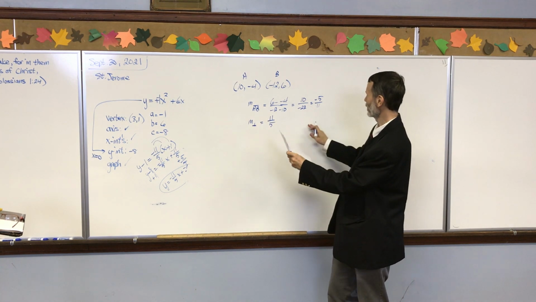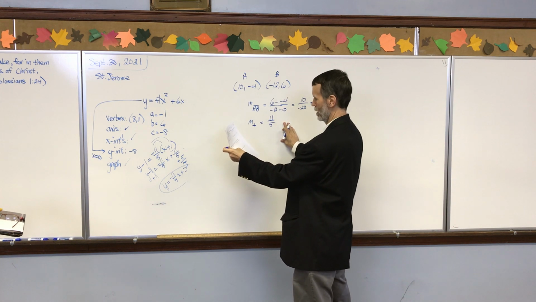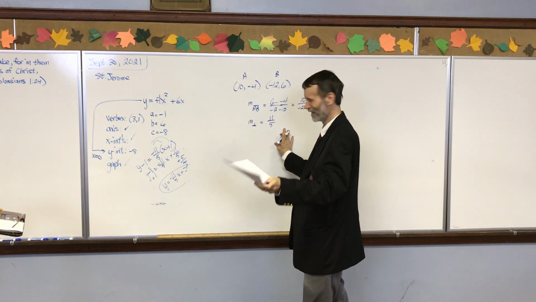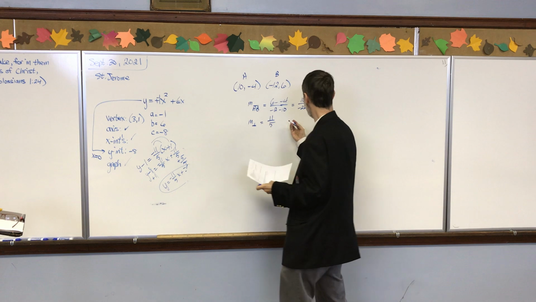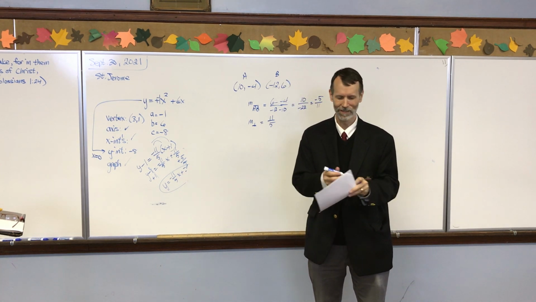Did I copy down something wrong here? 10, negative 4, negative 12, 6. Computer, what the heck? Yeah, you're right. Yeah, it's supposed to be positive 11 fifths. Are you serious?